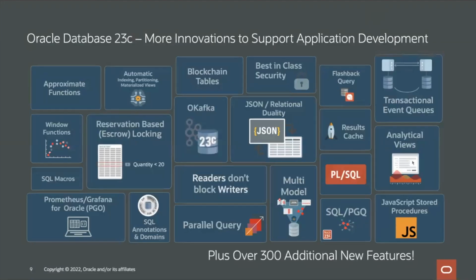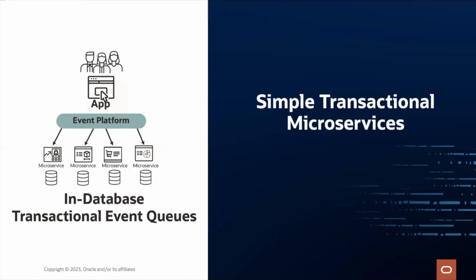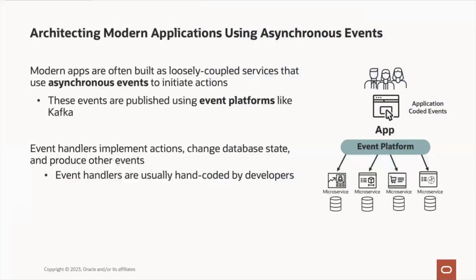In addition to these 4 features, there's plenty of new and existing features, enhancements, and exciting breakthrough technologies for developers in Oracle Database 23C, like JSON relational duality, property graphs, blockchain tables, and best-in-class security features. Over 300 new features overall. So let's take a closer look at the first feature on our list, simple transactional microservices.